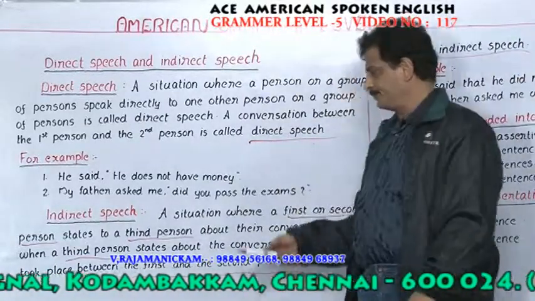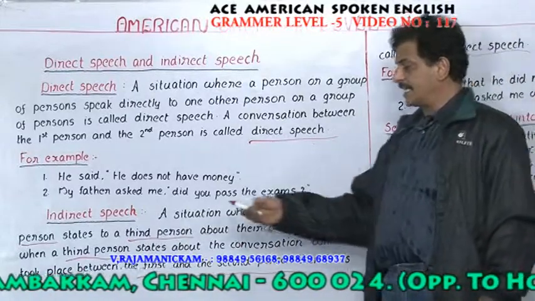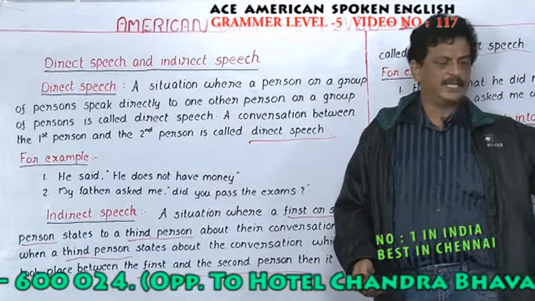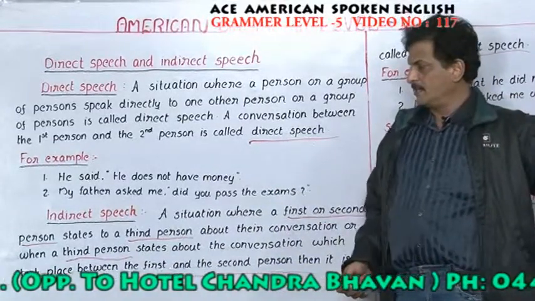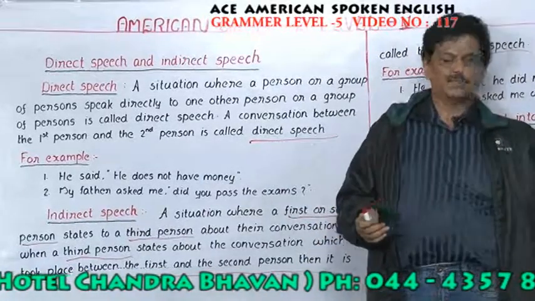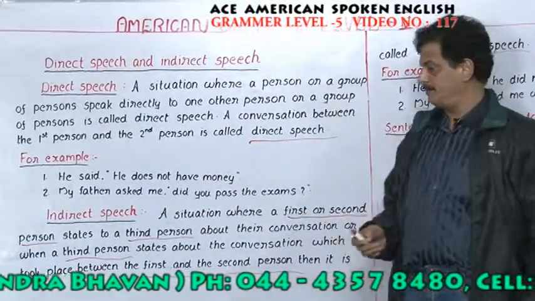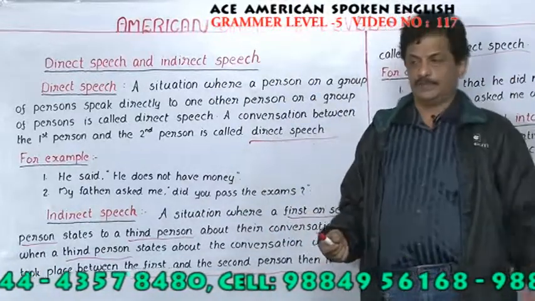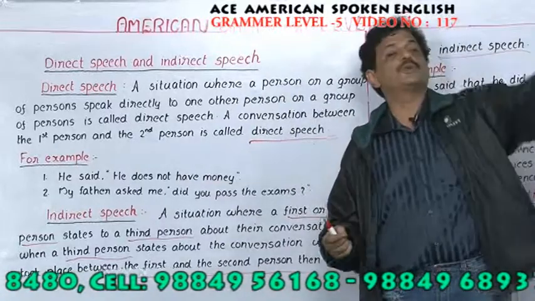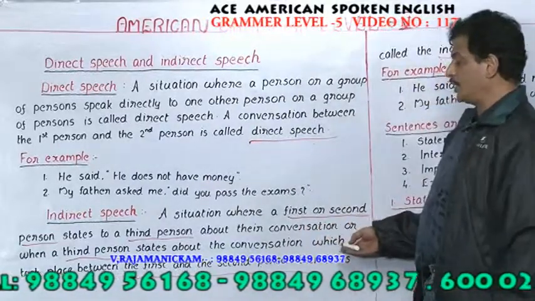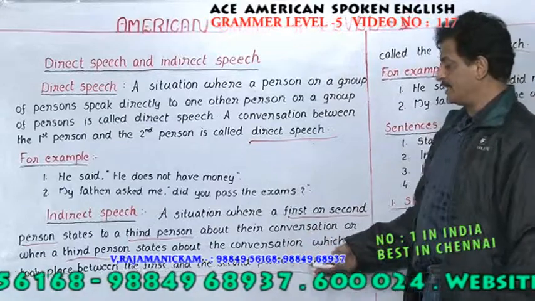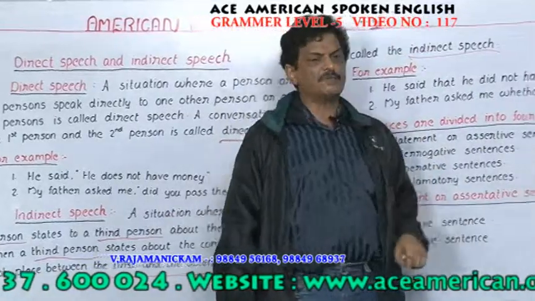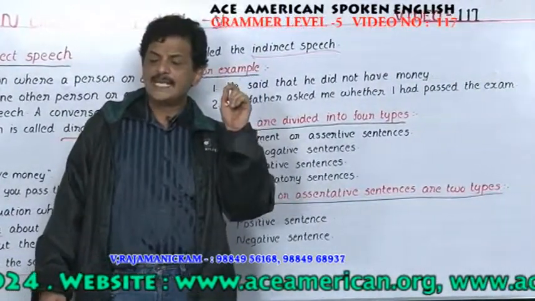What do you mean by indirect speech, sir? So simple. When a first or second person states to a third person, say I am the first person, I am telling to the third person, or second person, you speaking to a third person, he, she, about their conversation. I am just going and telling what you two spoke. About the conversation which took place between the first person and the second person, then it is called what? Indirect speech. So, the next 50% of communication is indirect speech.